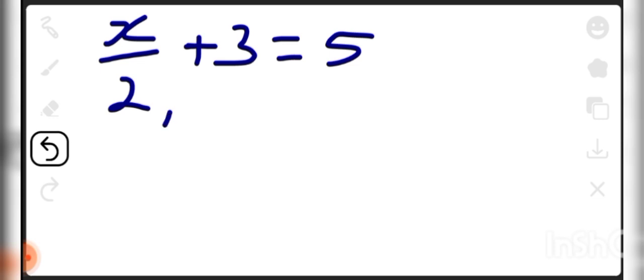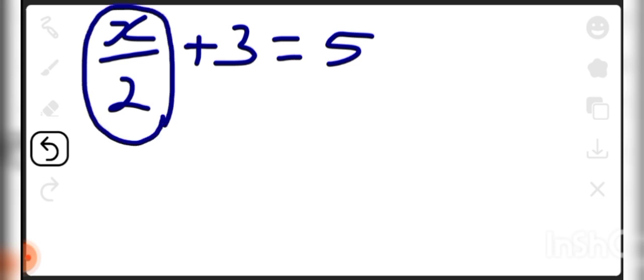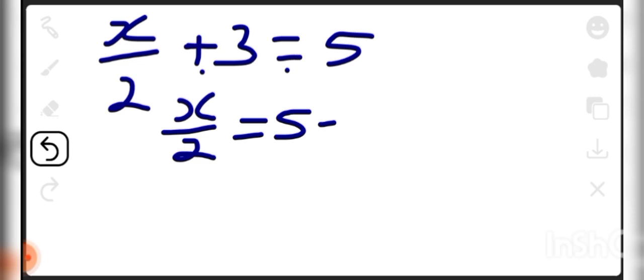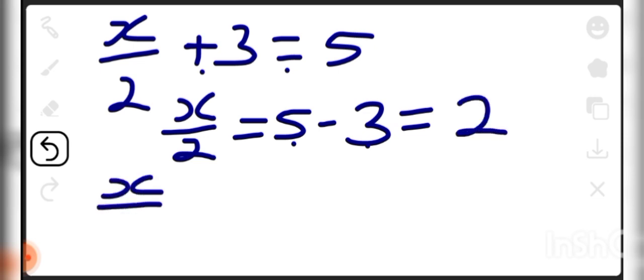The first thing, this is the unknown term. Just leave it. Then move the constant to the other side. So that we'll be having x over 2 is now equal to, if plus 3 crosses this side, it will become minus 3. That will be equal to 5 minus 3. That is 2. So we now have x over 2 is equal to 2.